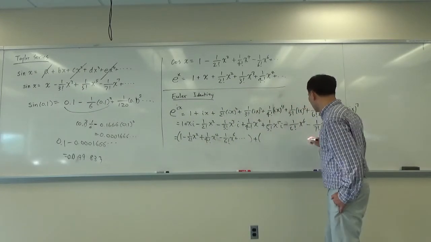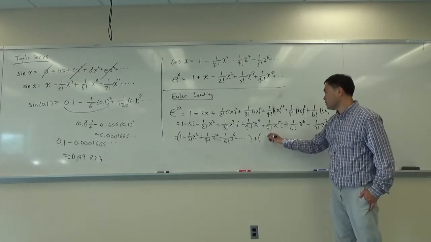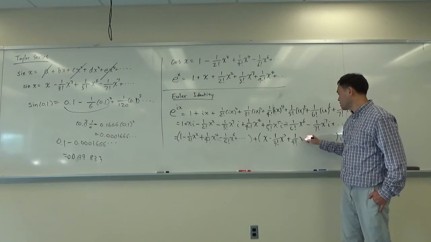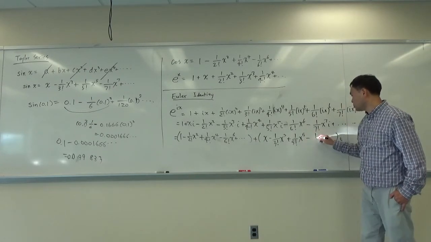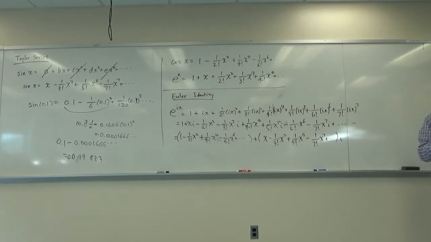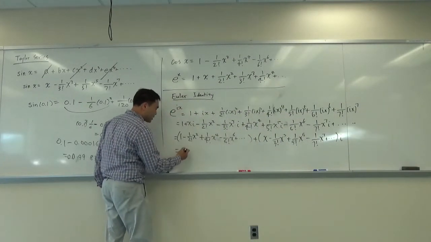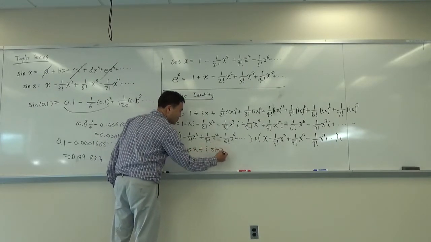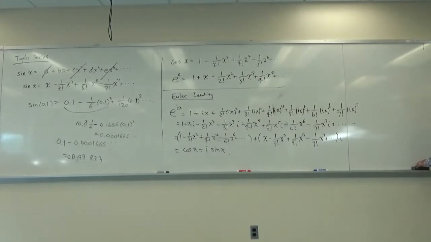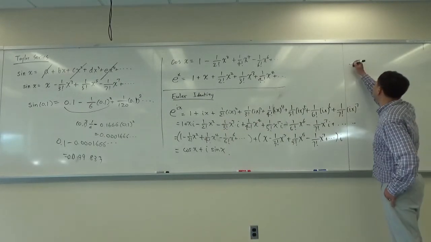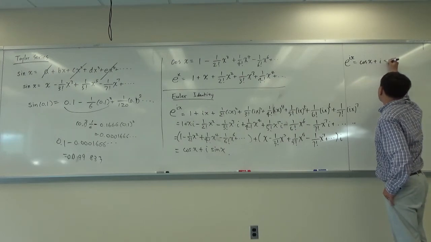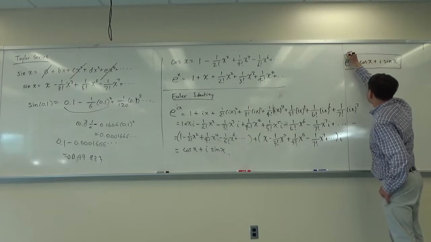Then for the ones with i's, I'm going to factor out the i. So you're going to get x minus 1 over 3 factorial x cubed plus 1 over 5 factorial x to the 5th minus 1 over 7 factorial x to the 7th. Okay, so what are we getting? Cosine x plus i sine x. Do you agree? Okay, so we just proved that e to the ix equals cosine of x plus i times sine of x. And that's called the Euler identity.